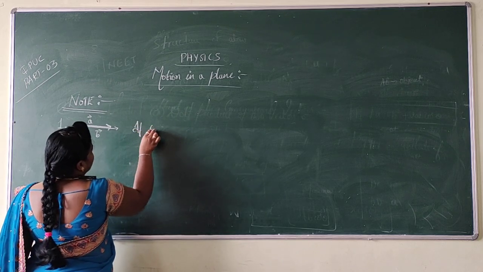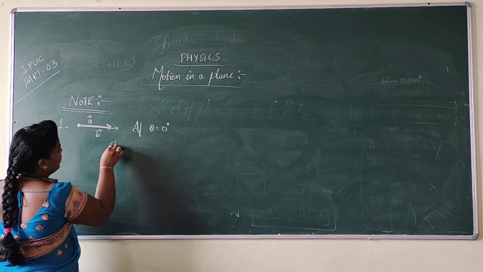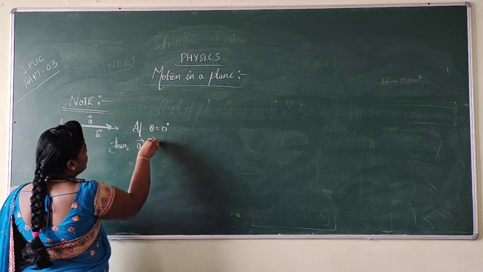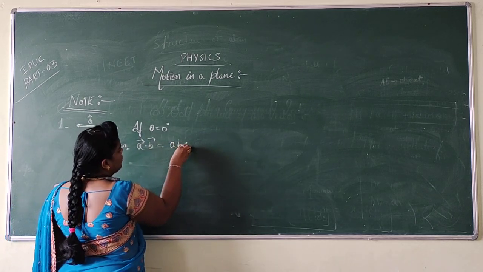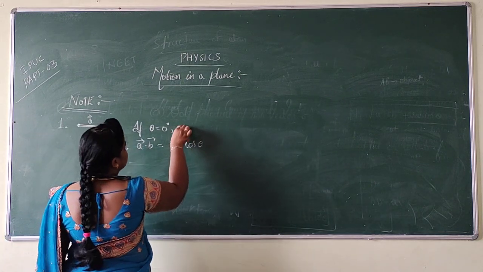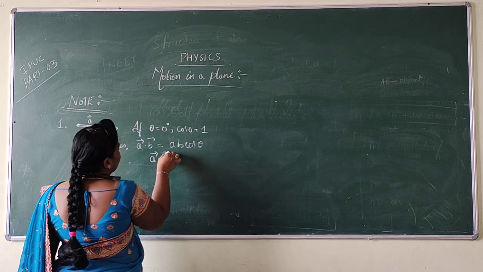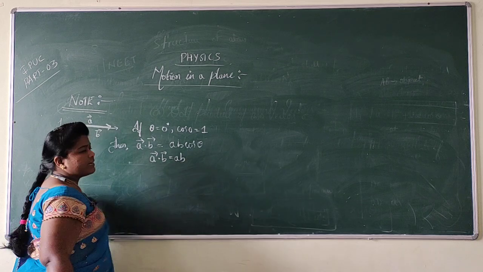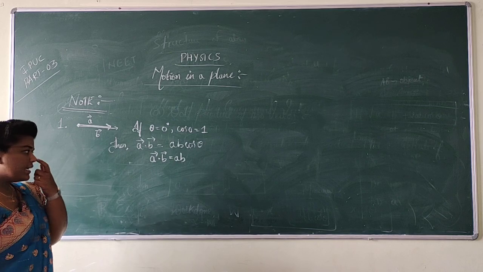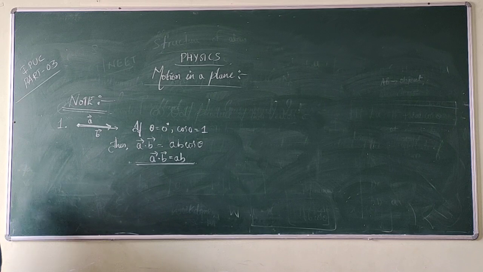So if the angle between the two vectors is 0, what happens to the scalar product? See, dear students, the scalar product A dot B can be written as magnitude of A into magnitude of B into cos theta. Cos 0 is 1. So A dot B is equal to AB, since 1 into AB is AB itself. This is what we finally got from the first table.